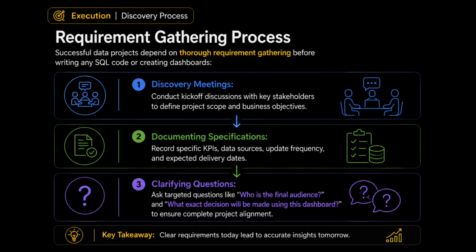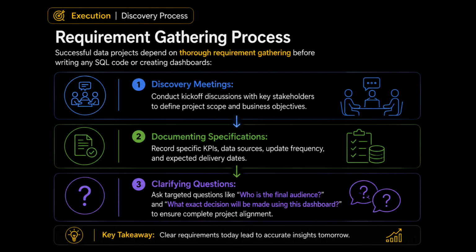A successful data project begins with a clear and thorough requirement gathering process, even before writing SQL code or creating dashboards. The first step is discovery meetings. The analyst conducts kickoff discussions with key stakeholders to define the project scope and understand the main business objectives. The second step is documenting specifications. The analyst records important details such as the required KPIs, relevant data sources, update frequency, and expected delivery dates.